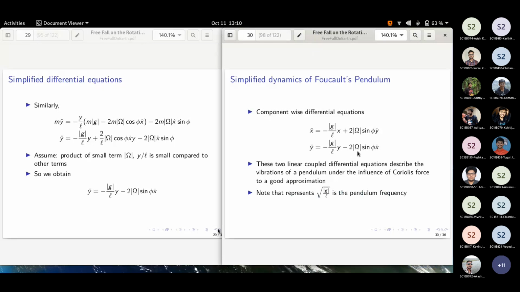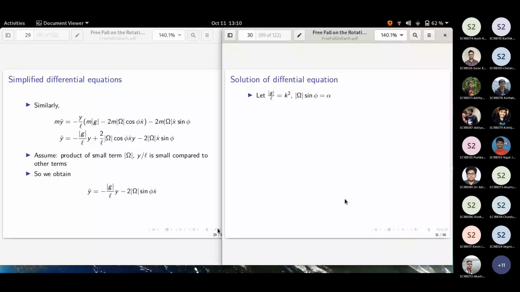So this is the standard second order equation you might have come across. You can see this cross coupling: x double dot has y dot, and y double dot has x dot. The pendulum frequency can be given to be square root of mod g by L. When you write it down, you will get these complex eigenvalues, and you will see these are the expressions.